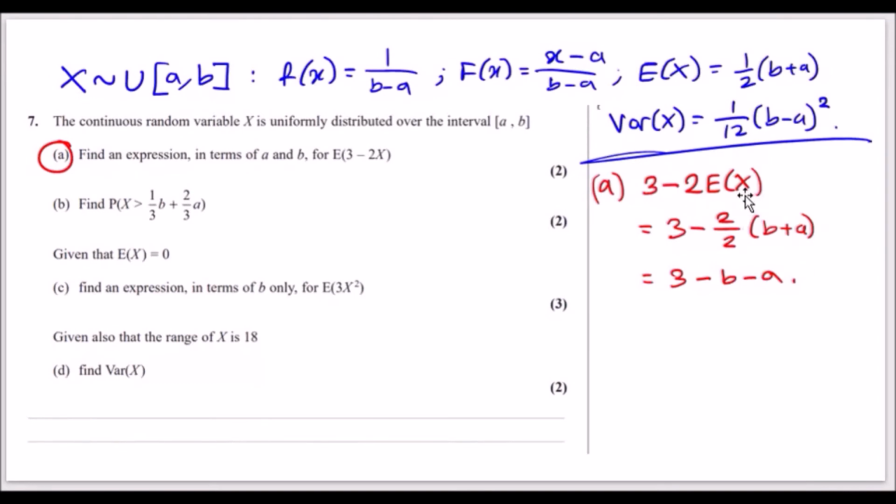That's it. Now we just replace E(x) with the general equation, half of b plus a, plug it in, and it should look a bit like this. Tidy this up and expand, and you should get 3 minus b minus a. Very easy, very easy.